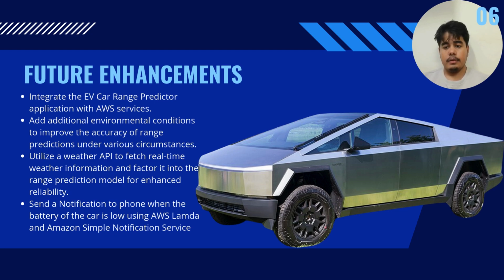Next, we also plan to utilize a weather API to fetch real-time weather information and factor it into the range prediction model for enhanced reliability. And at last, we plan to send a notification to phone when the battery of the car is low using AWS Lambda and Amazon Simple Notification Service.